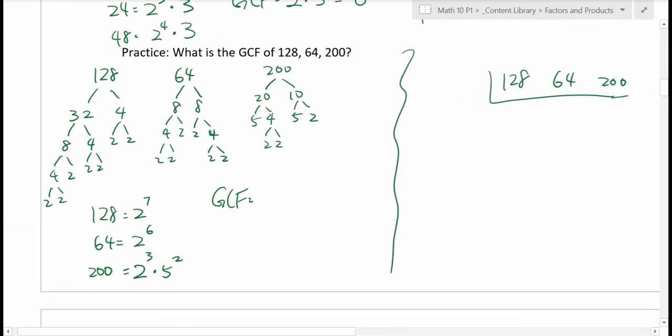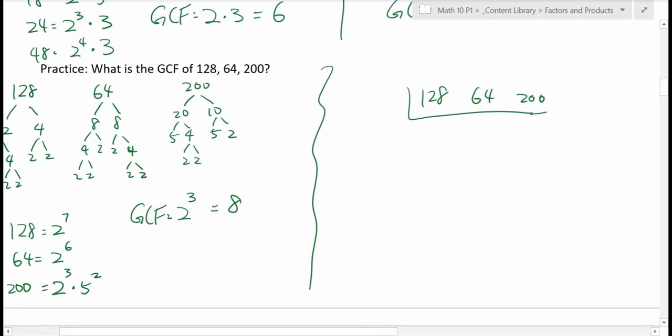Okay, so I did the prime factorizations here for 128, 64, and 200, and that's what you get. What they have in common is that all 3 numbers have 3 2's, so 2 cubed, and that is it, because only the last number, 200, has a factor of 5, but none of the other ones have 5 as a factor. So 2 to the 3 is just 8. If you use the continuous division, again, you can just start with a 2 because all 3 numbers are even.